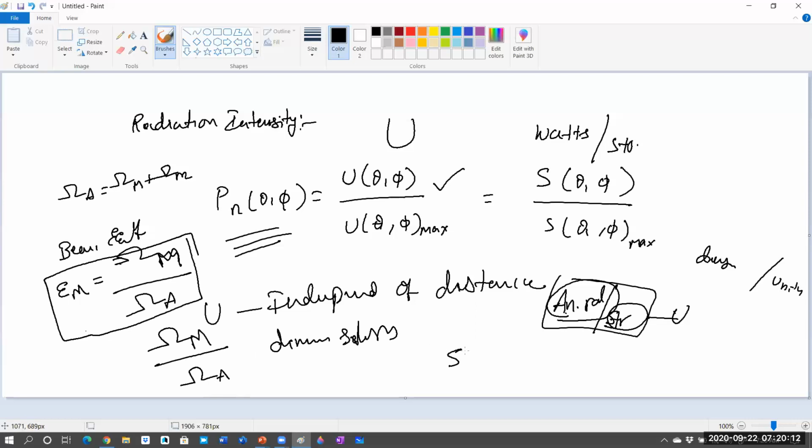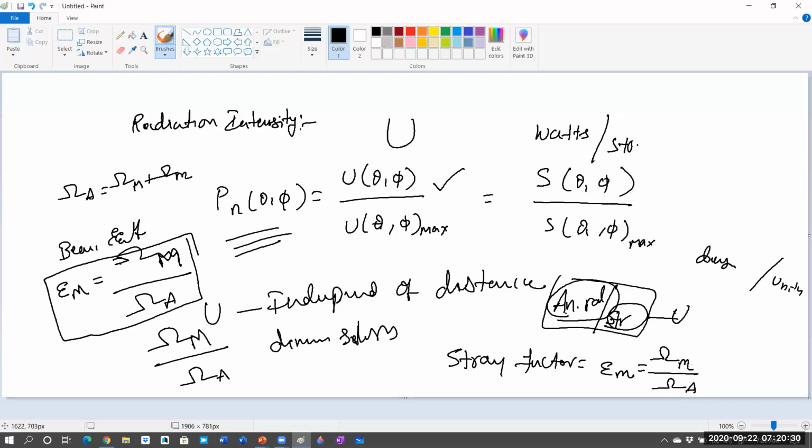There is another formula, the stray factor. What is a stray factor? This is represented by epsilon small m. The minor lobe area by the total area is the stray factor.